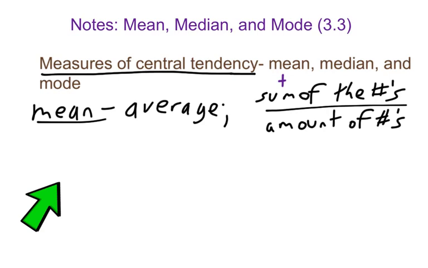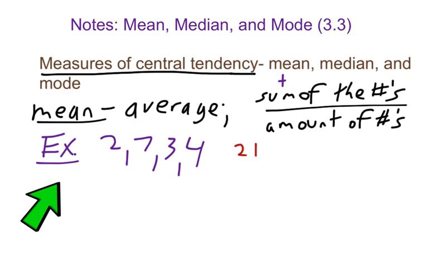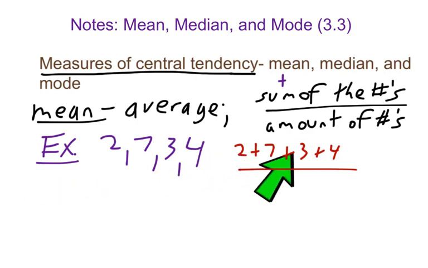So let's say, for example, we wanted to find the mean for the group of numbers 2, 7, 3, and 4. Well, we would calculate it by adding them all up. So 2 plus 7 plus 3 plus 4. And then dividing by how many there are. Well, there are 1, 2, 3, 4 numbers. So we would divide by 4.